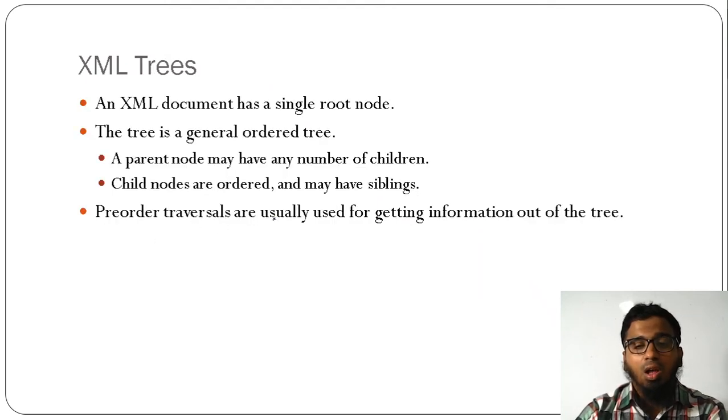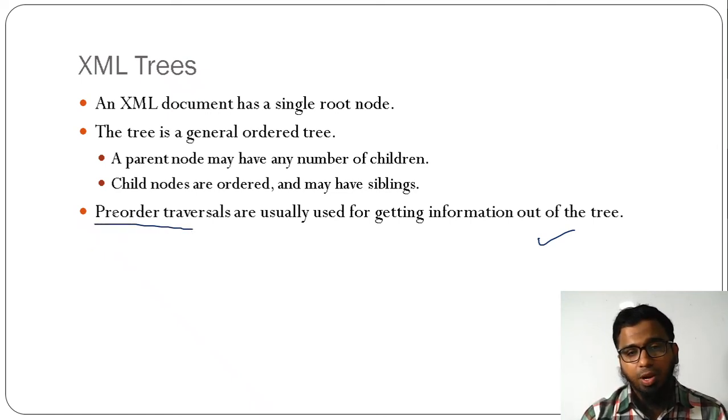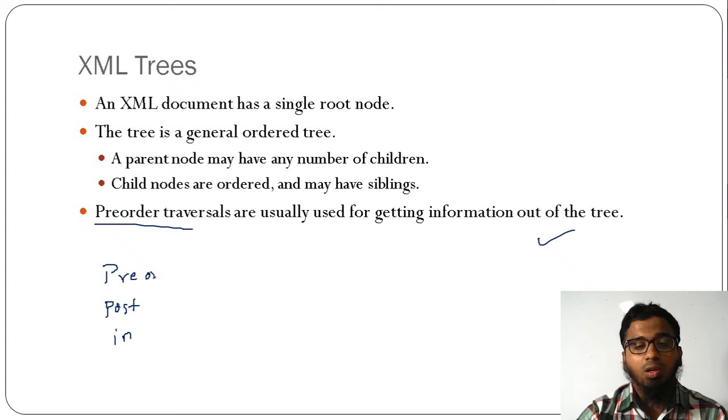Pre-order traversal is usually used for getting information out of the tree. From the tree, what traversal will we use? Pre-order. Okay, pre-order. There are three orders. I think you studied them in C++ data structures: pre, post, in. So XML will follow the pre-order.